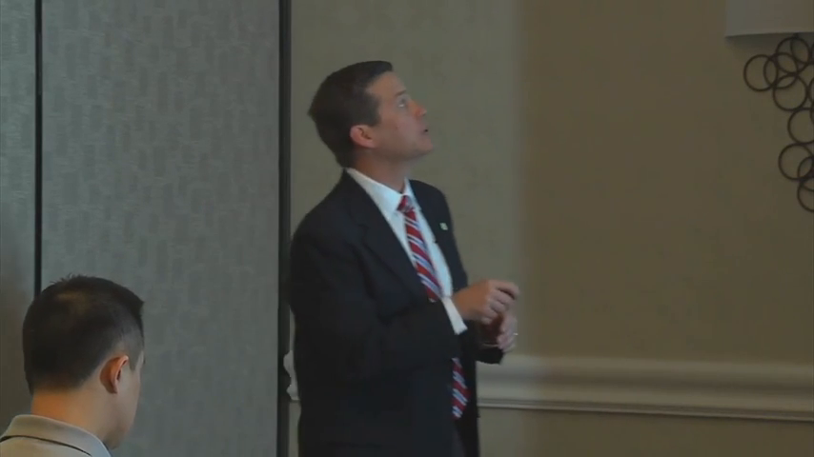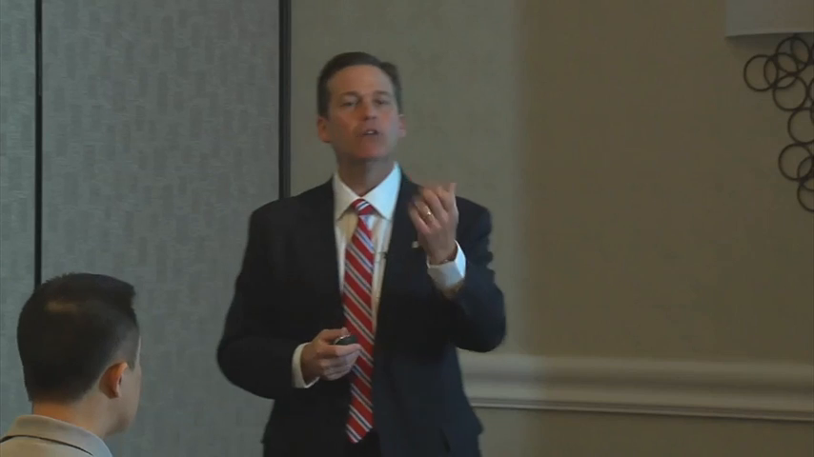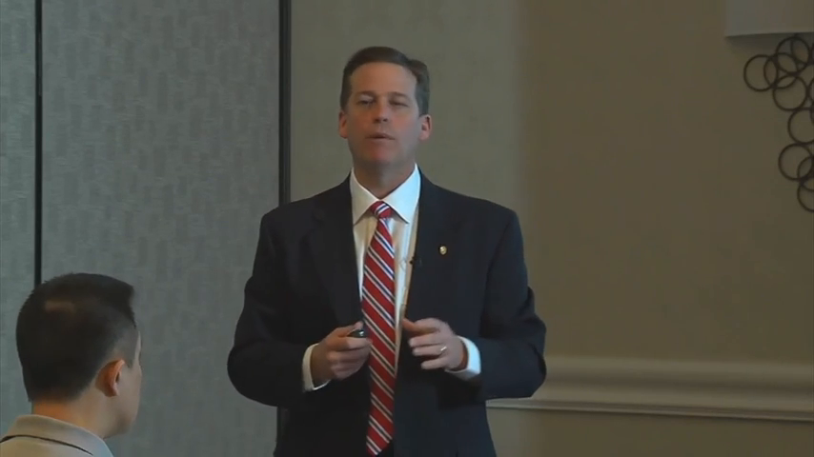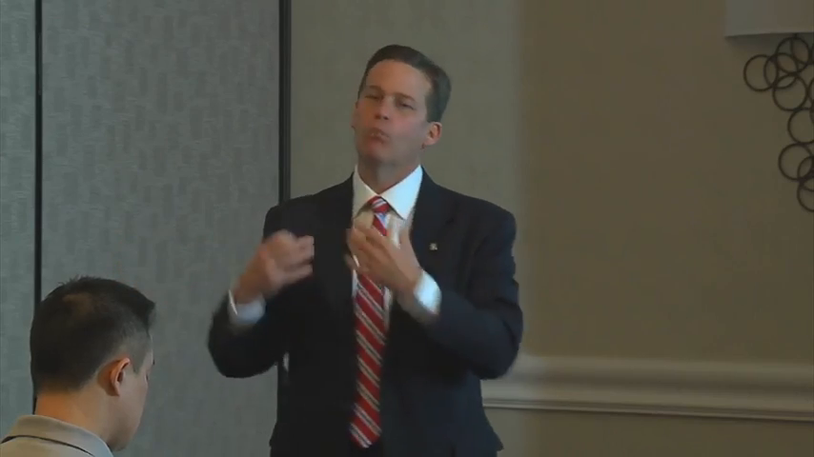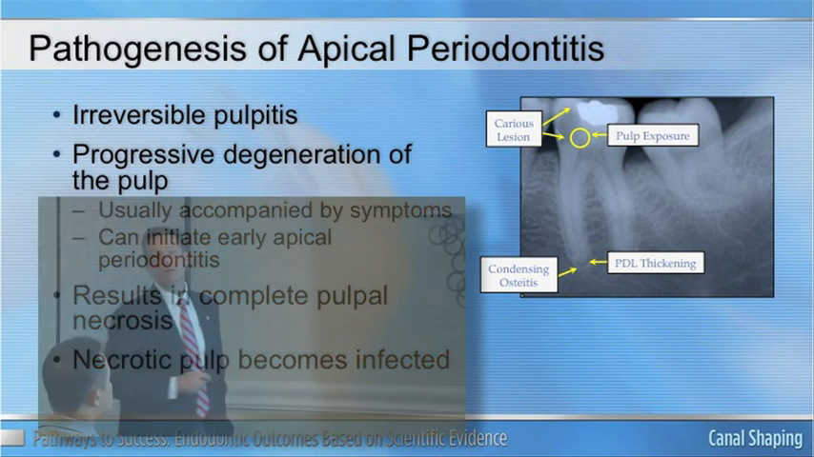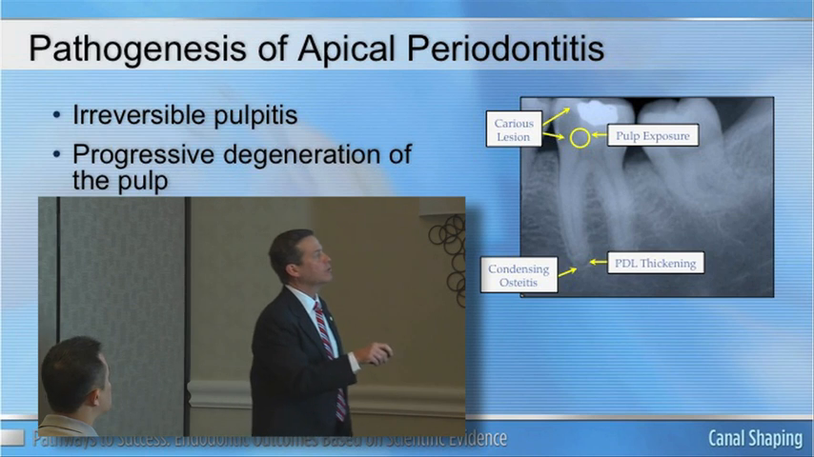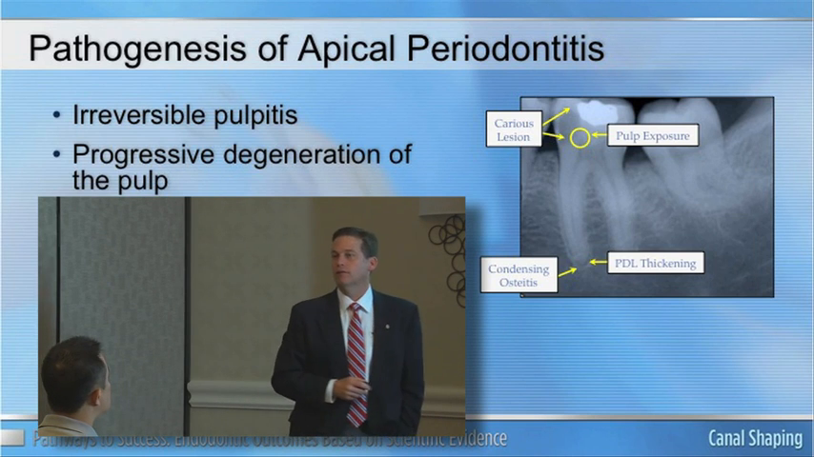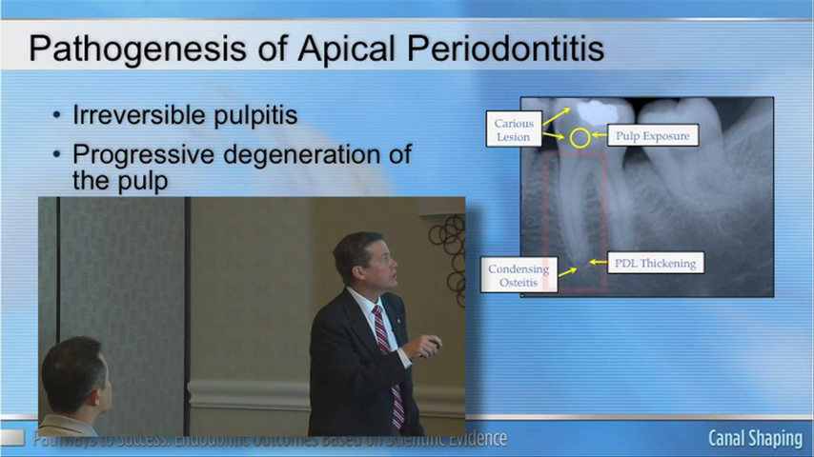And the key thing here is with that irreversible pulpitis, it's that lingering pain as a general rule, but we'll go over that it's not just about irreversible pulpitises that give that lingering pain. There's more to it. Progressive degeneration of the pulp. That's what happens normally after an irreversible pulpitis. And unfortunately, we need to make sure we understand that it's usually accompanied by symptoms. Usually, not always. Also, it can initiate early apical periodontitis, but please never look at this radiograph and think you know everything.